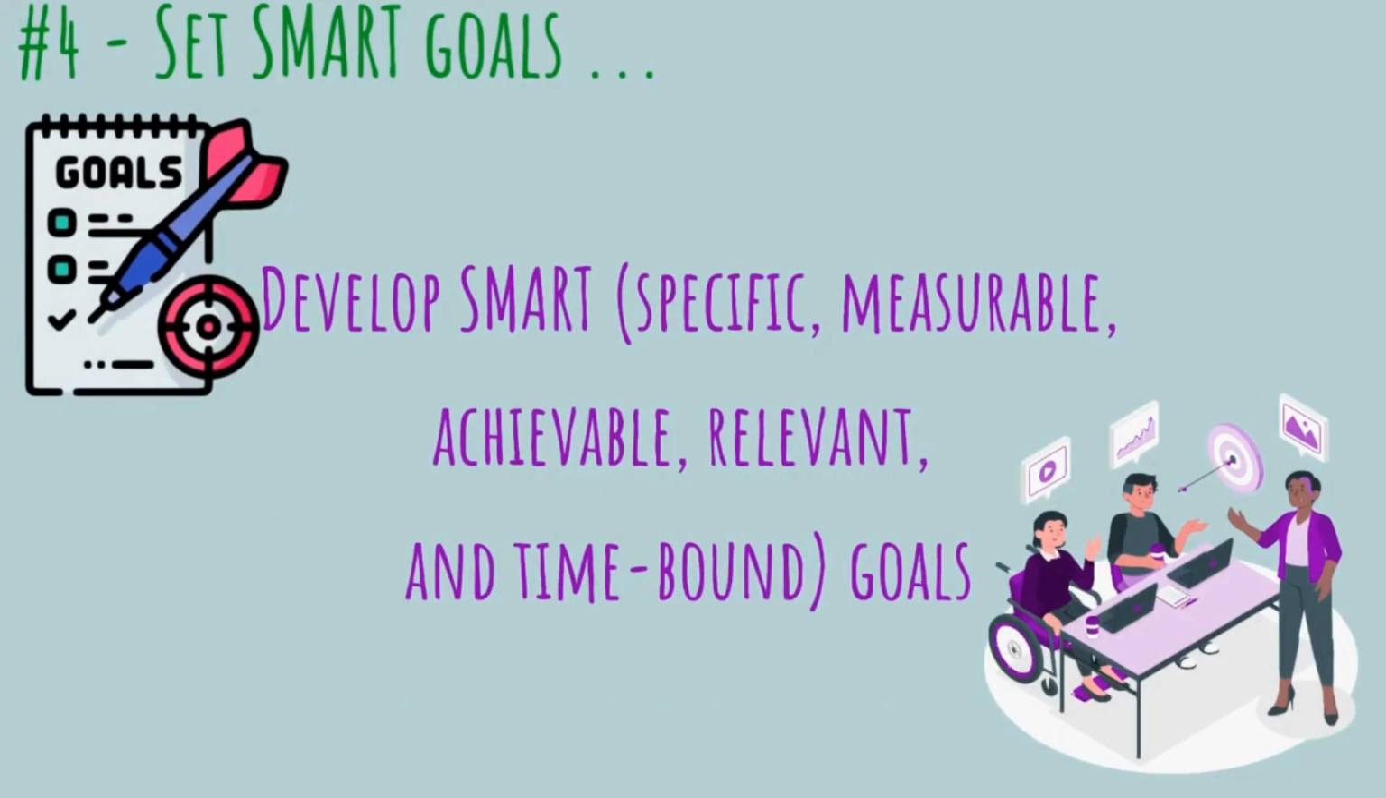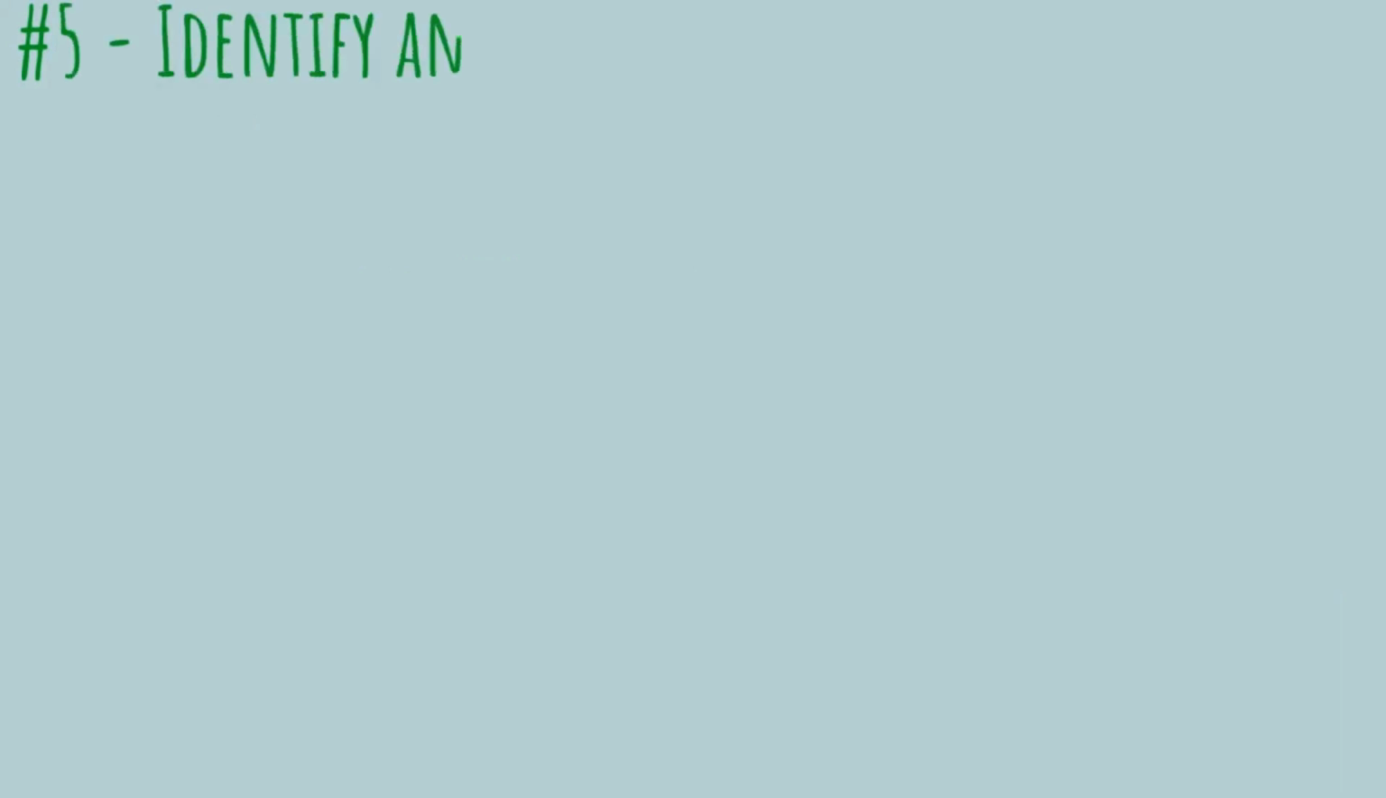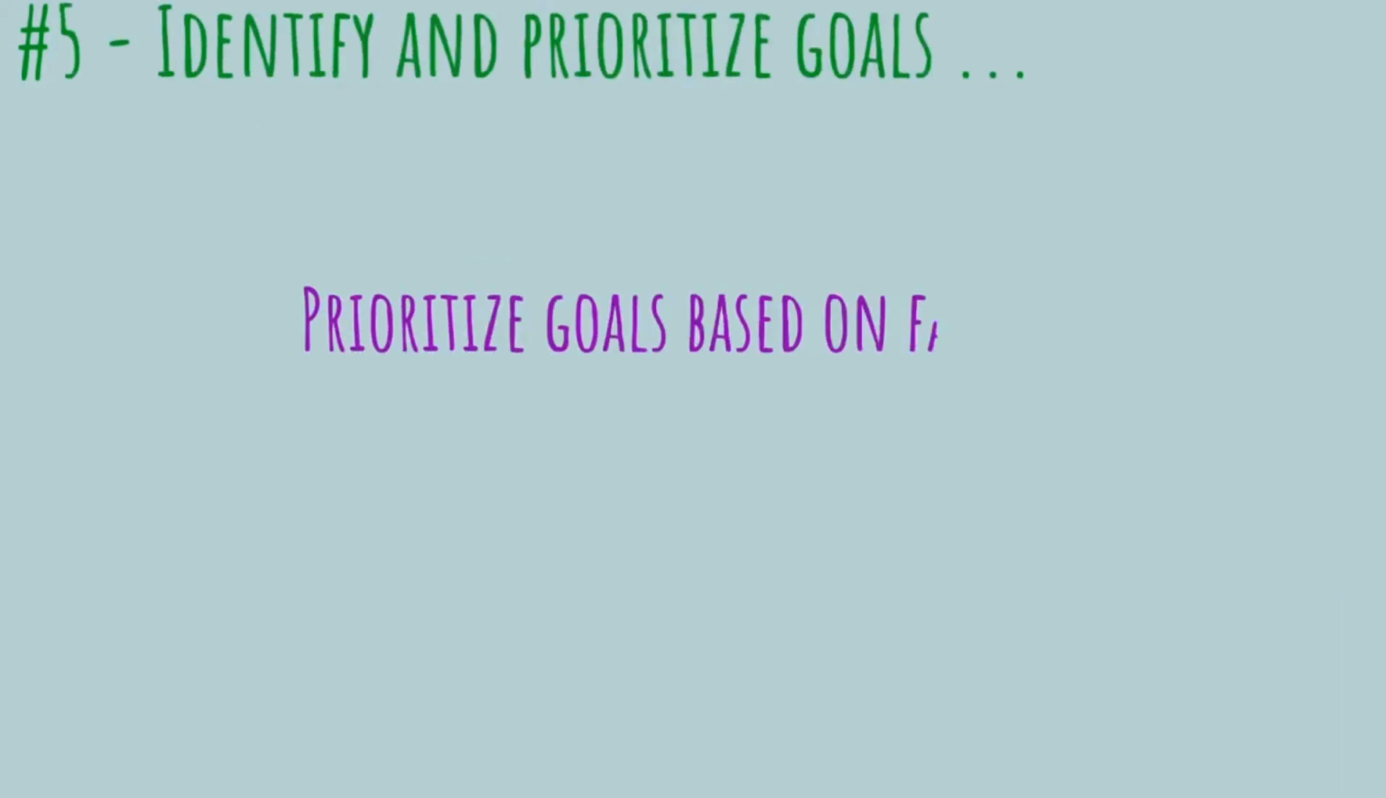In addition to providing clear targets for the team to work towards, SMART goals enable progress to be measured in an efficient manner. In 6 months, a SMART goal could be to increase user engagement by 30%. Step 5. Identify and prioritize goals.